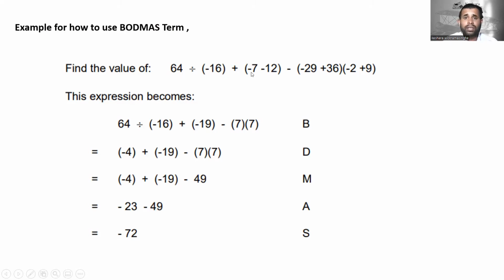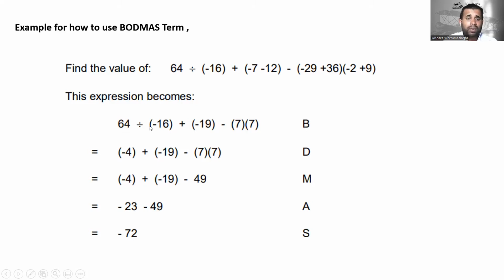First, we have to solve this bracket, minus 7 minus 12 equals minus 19, and then minus 29 plus 36, which is 7. When we solve the other bracket, minus 2 plus 9, we also get 7. So the expression becomes 64 divided by minus 16 minus 7 into 7. Now we have to divide.